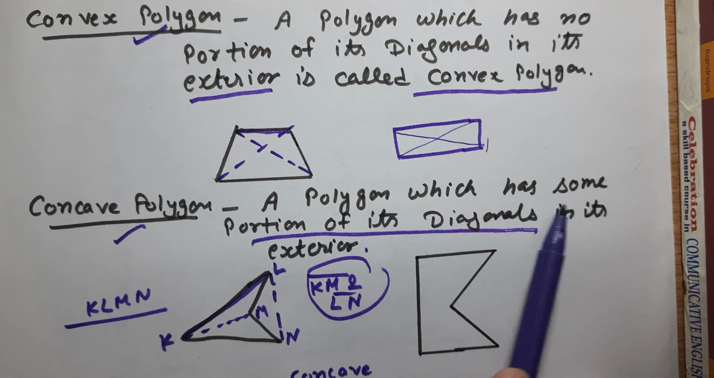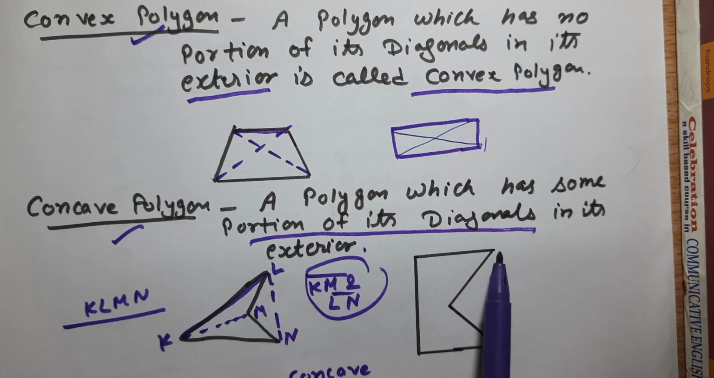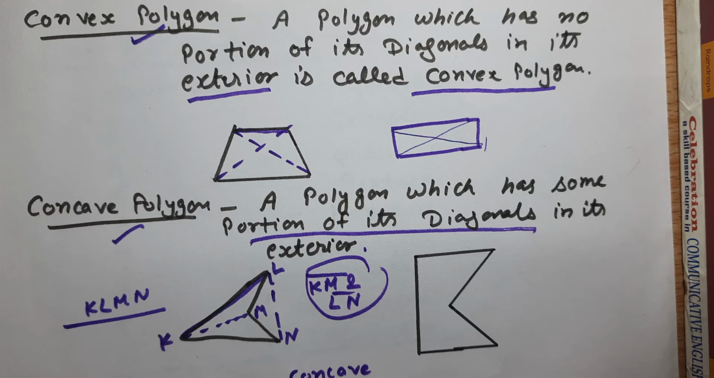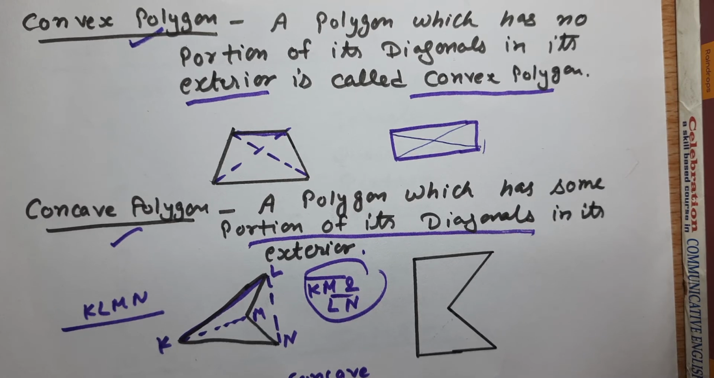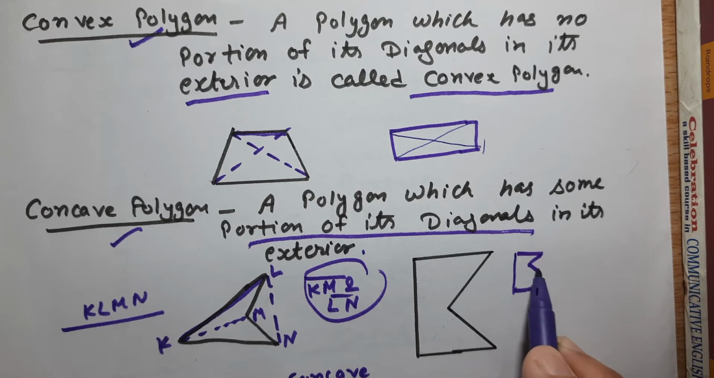So a polygon which has some portion of the diagonal outside, or in its exterior, is concave. In the same way, here some portion will be outside when we join the opposite vertices. So these figures are called concave polygons, where some portion of the diagonals will be outside. You can make any other figure also, that's your wish. Now you can make this figure. Just see, with the help of a simple hand I can make this figure. This will also be a concave polygon. Some portion of the diagonals will be outside.